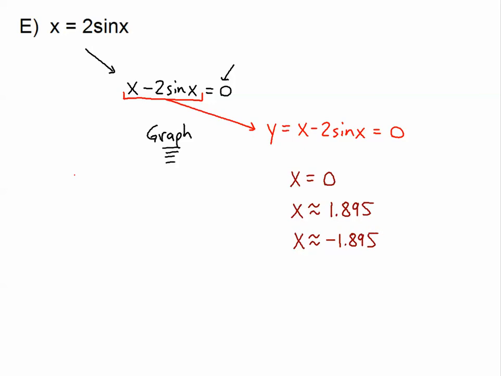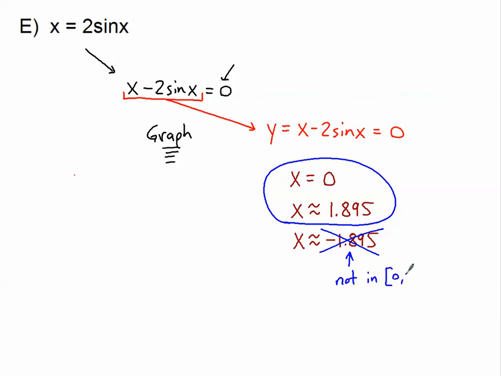But hopefully you've already caught our mistake. Only 2 of these are actually going to be our solutions. I'm just going to circle the ones that we're actually going to be using. Why am I not using the third one? Because it's negative. This number is not in our interval that we started with, from 0 to 2 pi. So we never needed to calculate that anyway.